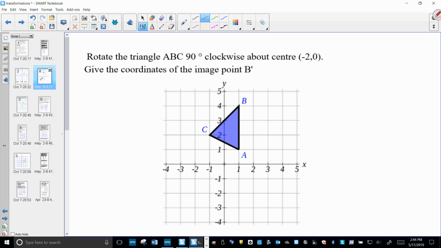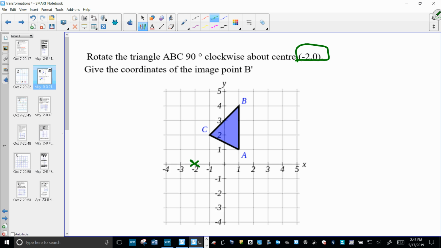Good. Okay. So, firstly, they've told us that the centre of rotation is at -2, 0. We need to find that coordinate. Where's the coordinate -2, 0? Georgie? Here? No, here? Is that it? Everyone agree? Okay, that's the coordinate -2, 0. So that's going to be our centre of rotation.